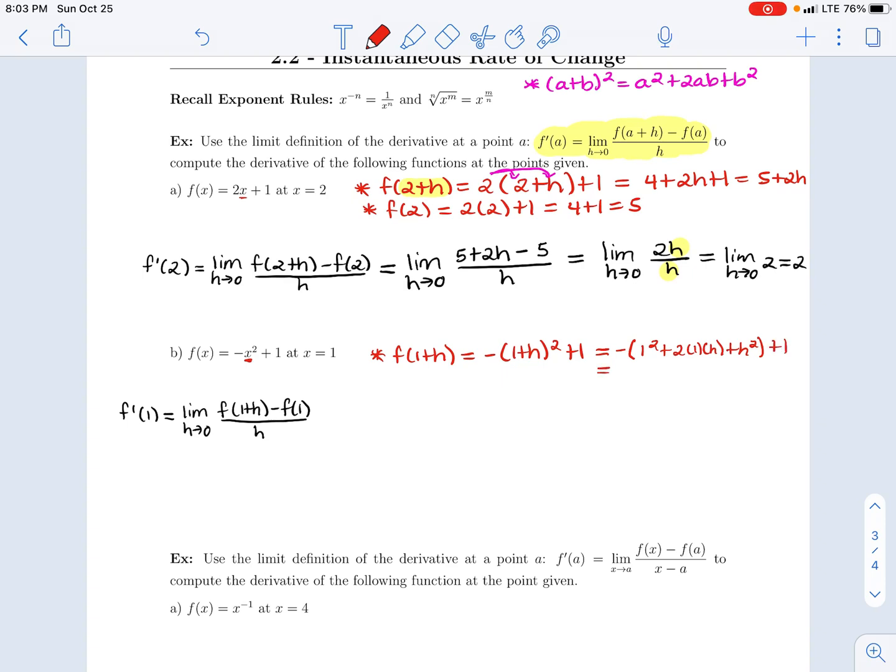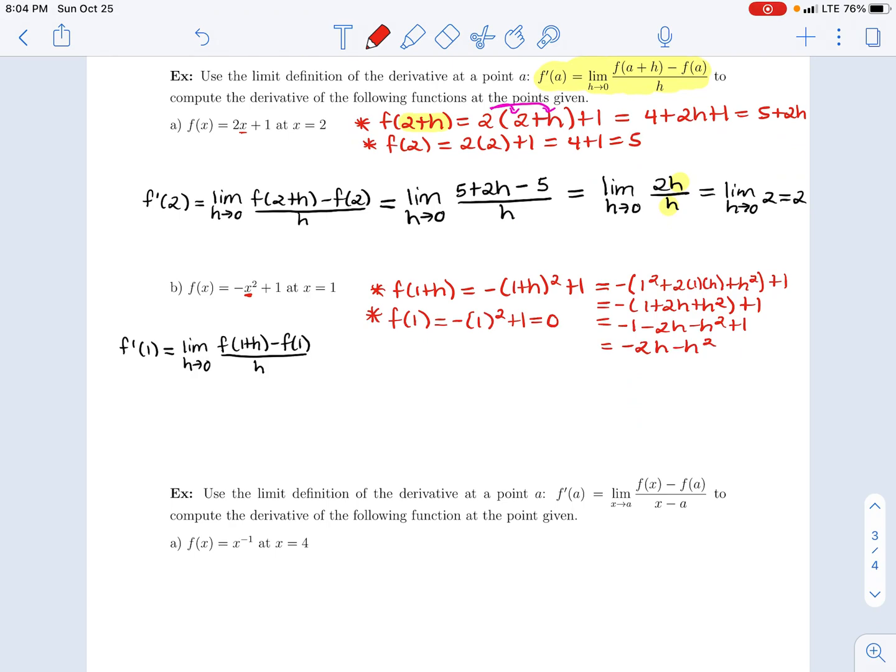and then plus 1. And so when I simplify this, I get negative 1 plus 2h plus h squared plus 1. And when I distribute the negative, I get negative 1 minus 2h minus h squared plus 1. And so I get that this is negative 2h minus h squared. Okay, and so f of 1, you just want to plug in 1 for x, and so you get that this is 0.